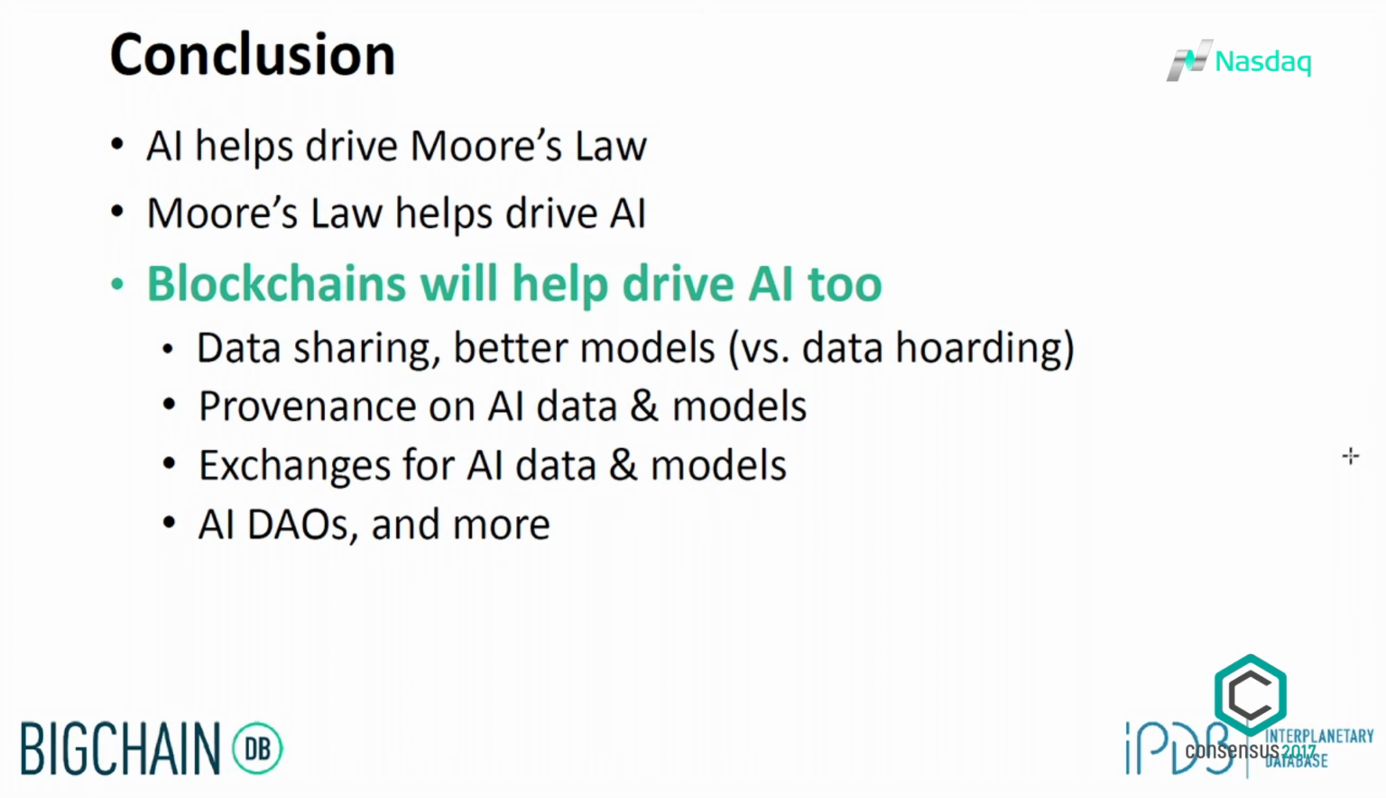Blockchains are going to make a big difference to the world of AI, for everything from data sharing for better models, as opposed to data hoarding, to provenance on AI and models, to exchanges for AI and models. I really see that this will become fundamental internet infrastructure, just like the emerging file systems and emerging databases, and it will also be the same for data exchanges. And finally, AI DAOs, the world's first AI millionaires.